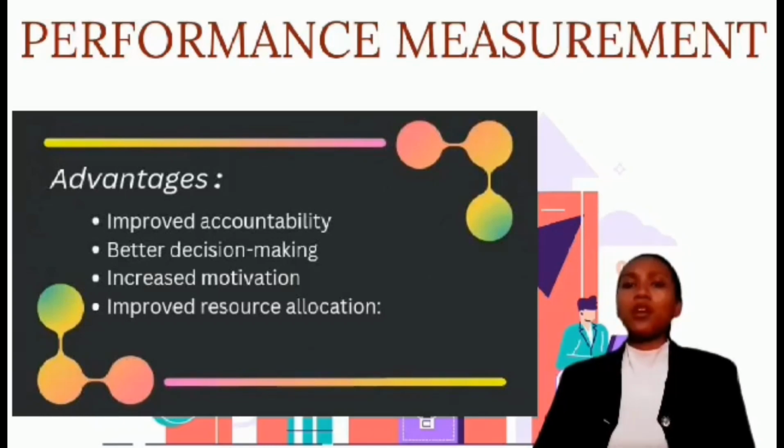The second is better decision making. It provides data that helps to make informed decisions. In other words, by analyzing performance data, individuals and organizations can identify trends, patterns, and opportunities. The next is increased motivation. It can provide a sense of accomplishment and inspiration for individuals and teams. By setting clear goals and measuring progress toward those goals, individuals and groups can see the impact of their efforts, which can increase motivation and job satisfaction. The next is improved resource allocation. It can help organizations identify areas of resource waste or underutilization and reallocate them to the most needed places. This can improve efficiency and reduce costs.